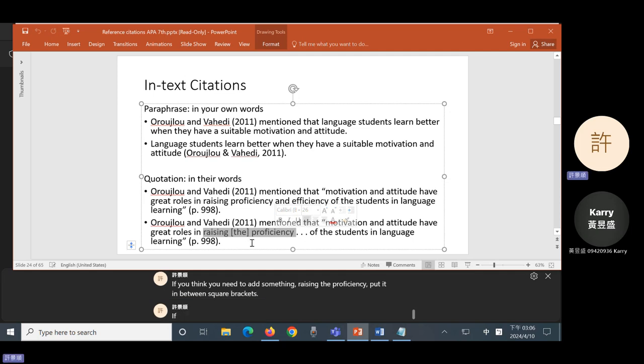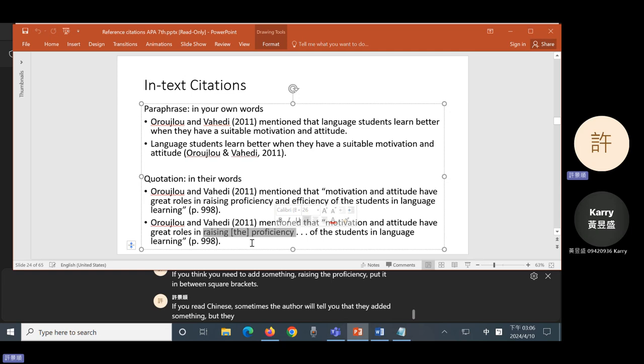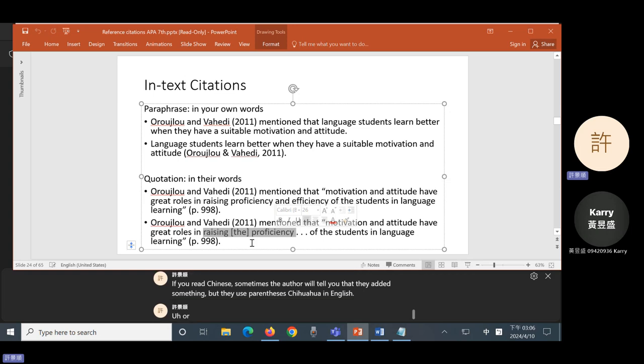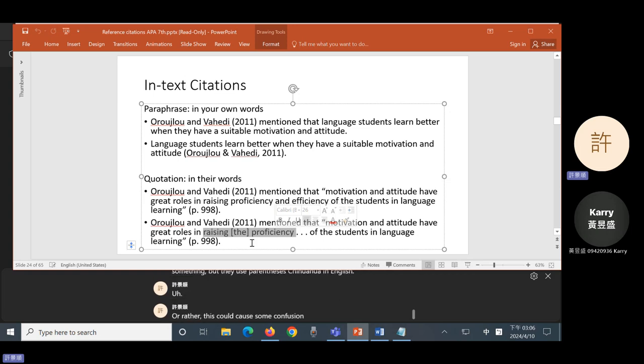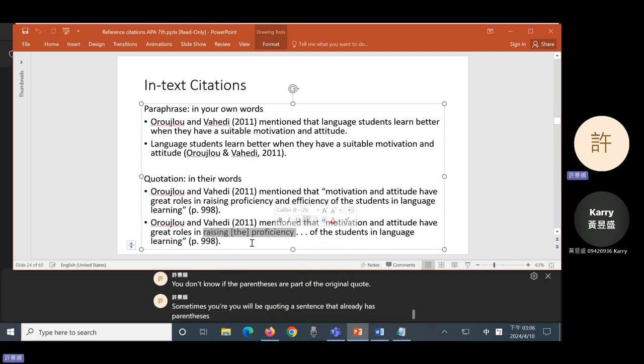If you read Chinese, sometimes the author will tell you that they added something, but they use parentheses, 小括号. In English, this could cause some confusion. You don't know if the parentheses are part of the original quote. Sometimes you will be quoting a sentence that already has parentheses. So how do you know if the parentheses were added by the author or if they were already in the original language?